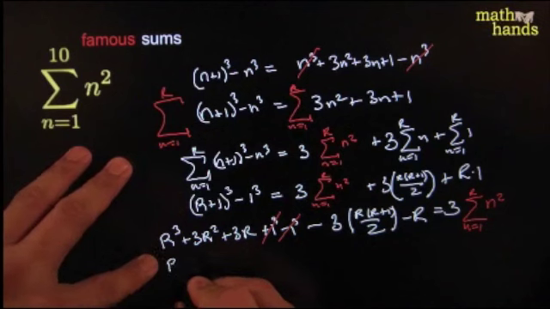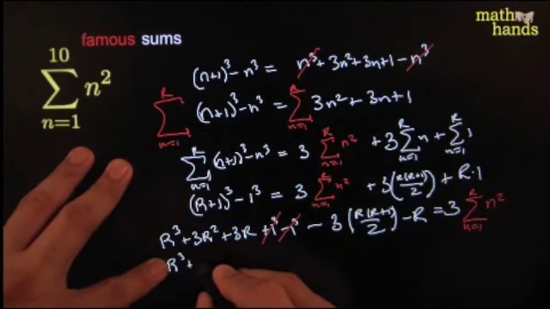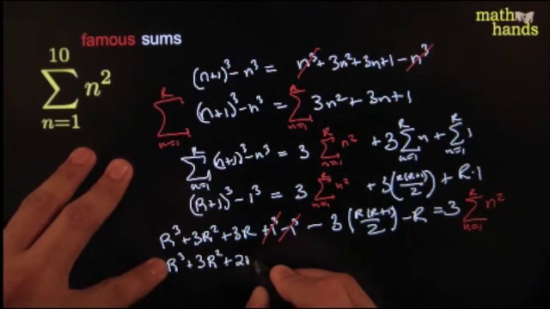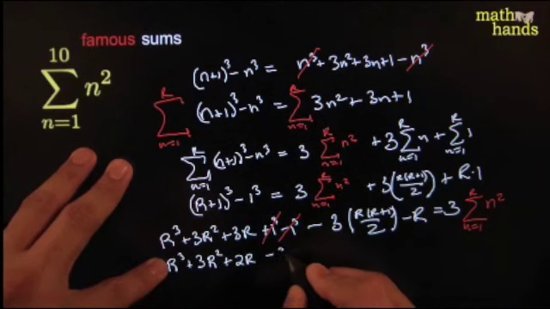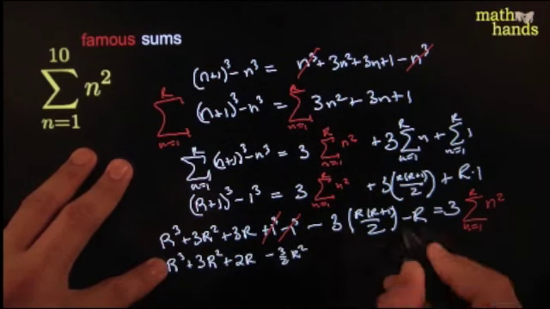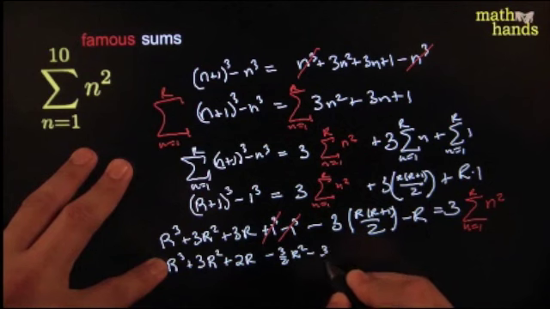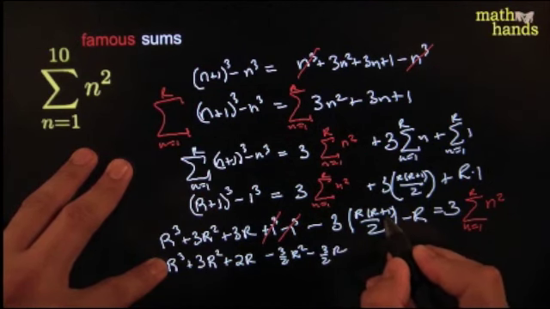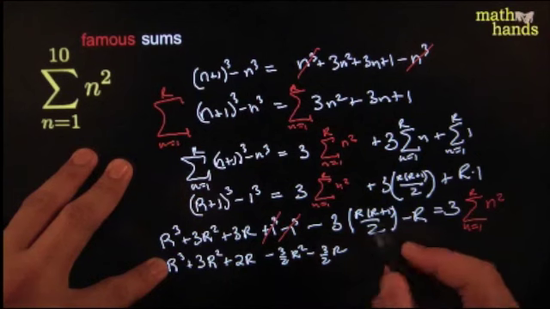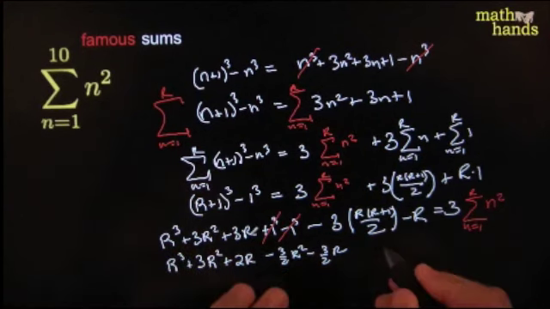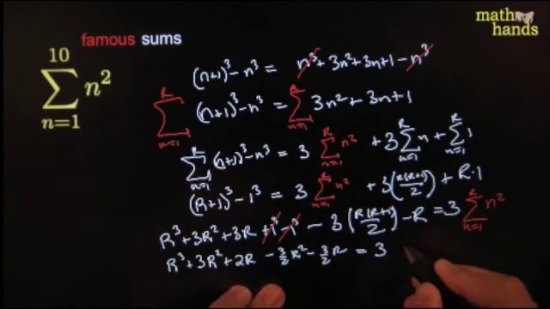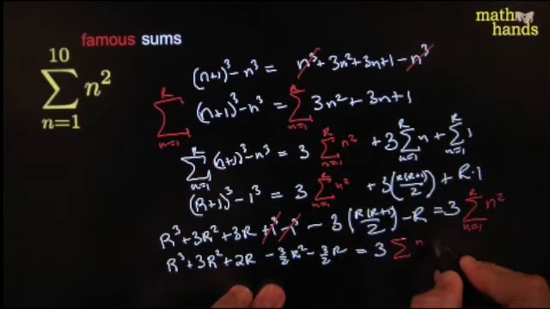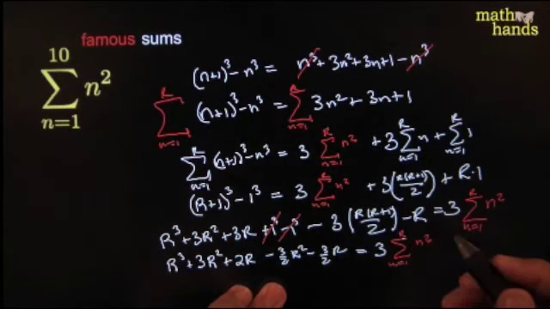So I got r to the third plus 3r squared. I'm subtracting that. Plus 2r minus 3 halves r squared, minus 3 halves r. That's what happens when you distribute that. You get r squared plus r, 3 halves, gives you that. That one I already put in there. That's equal to 3 times my wanted one, summation of all the n squares as n runs from 1 to r.